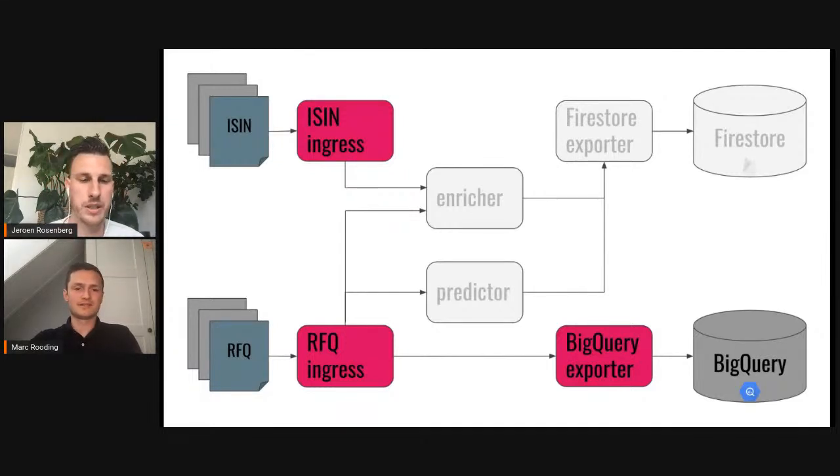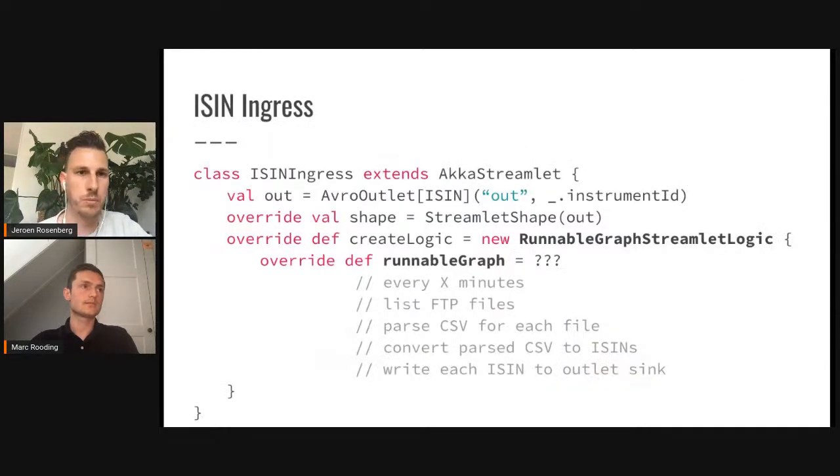Okay, so basically, Marc explained this already: how to build the RFQ ingress and the BigQuery exporter. I'll try to speed up the pace a little bit. The next step in our diagram would be the ISIN ingress so that we can enrich our RFQs with the metadata. This is of course not an HTTP streamlet, so we have to consume from an FTP here. So we cannot use the Akka server streamlet here, but we have to use something else.